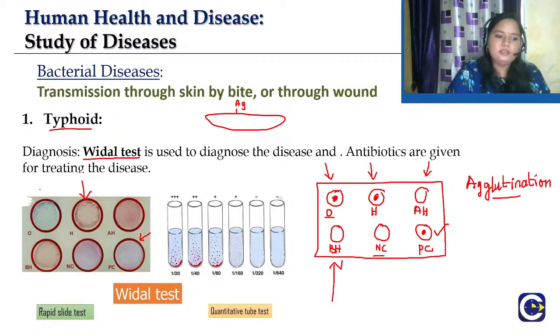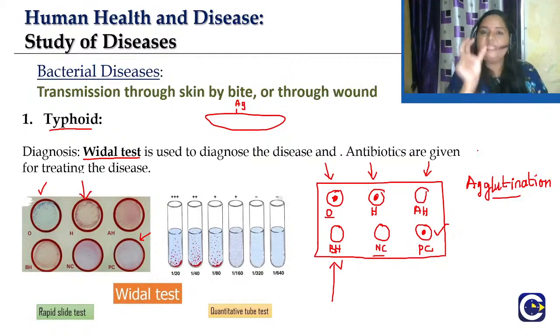So this is the rapid slide test. This is the first level of the Vidal test. Now we know that if agglutination happens, the individual is carrying the disease. The individual has been infected by the bacteria. Okay, he has started developing the symptoms, and if he has not yet, soon he is going to. After that, we check how much he is carrying the disease. This is the qualitative test where we come to know whether the patient or individual is infected or not.